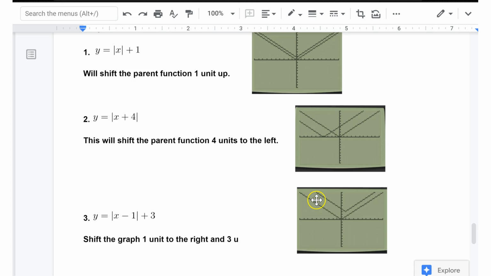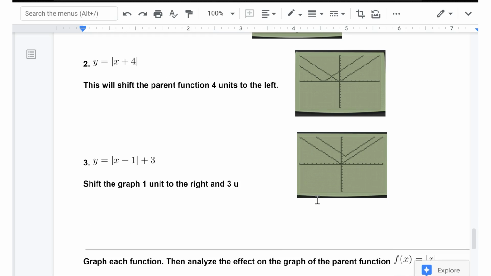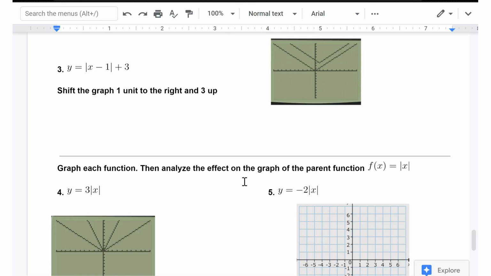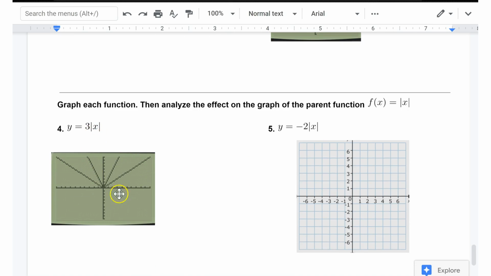Here are the answers. Here's the answer for number 2. The answer for number 3. You notice there are 2 transformations. You go 1 to the right and then 3 units up. And then, of course, this becomes narrower. This one, I'm going to let you work on it on your own. You want to draw the parent function and you want to draw the transformation and then explain.